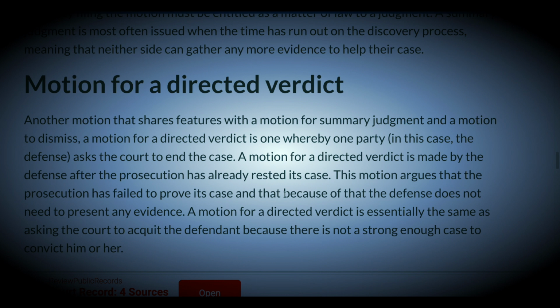I never thought about that one. It's pretty good. A motion for a direct verdict is essentially the same as asking the court to acquit the defendant because there is not a strong enough case to convict him or her. Okay, that makes good sense. I never thought about this motion. So I just learned something as I was reading this with y'all. So we all learn this together. If you never heard of a motion for a direct verdict, I never heard of that before either. So that's a pretty good one.